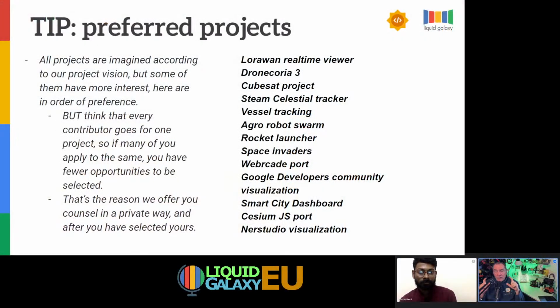Think about it: when we go to GSoC, contributors will go to this list of applications. If 15 people apply to the same project, say I want to do the CubeSat project, and 50 people apply to the same project, we can only choose one student, one contributor to do this. So you have fewer opportunities.